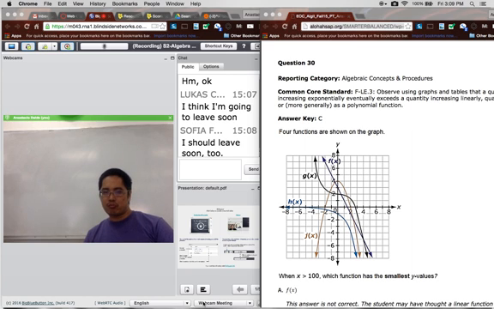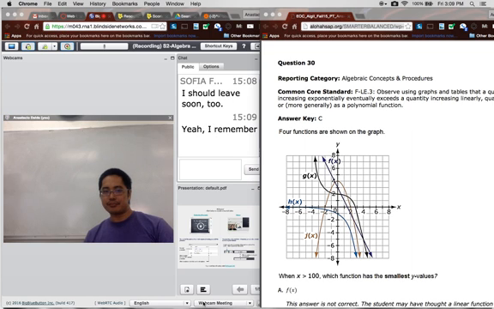So, which one dies off the fastest? As x gets bigger, which one would you suspect the y value would be the smallest? H. Yep, that's the right answer.